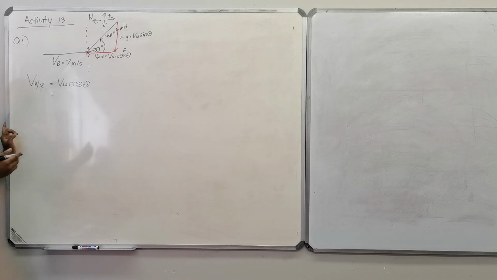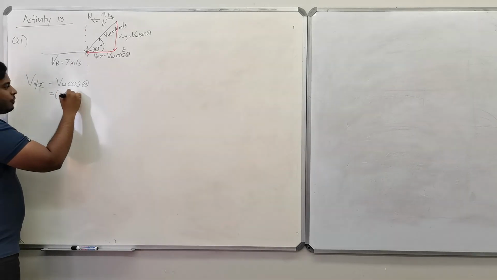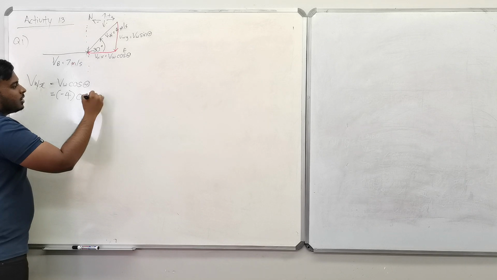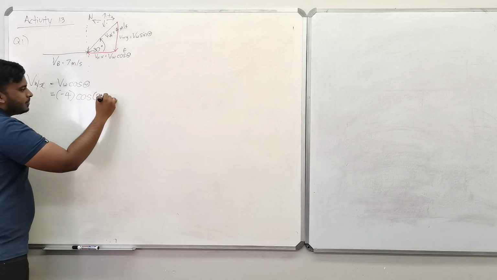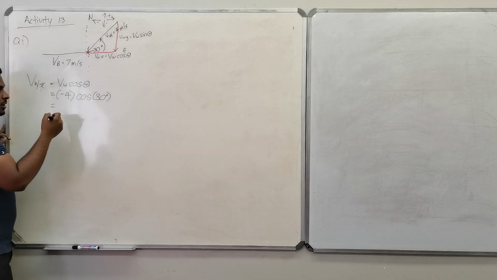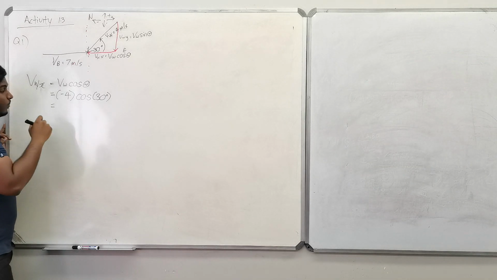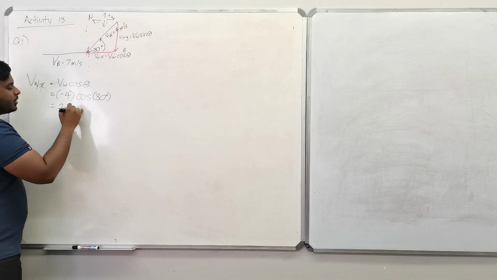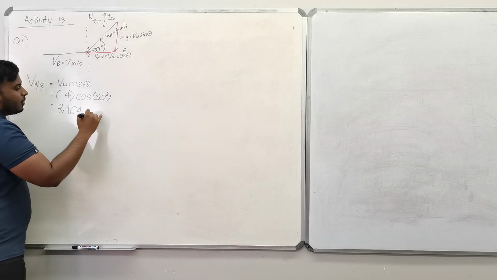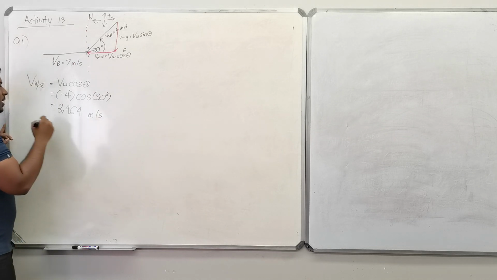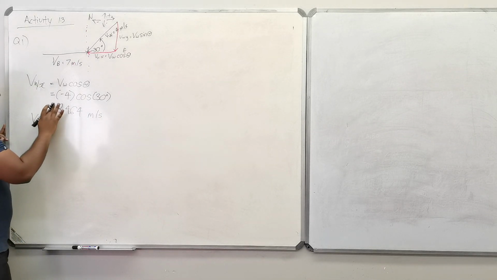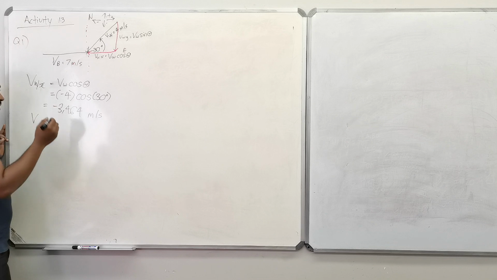What will be your magnitude? It will be minus 4 cos 30 degrees, which is equal to 3.464 meters per second. Minus. It's minus.